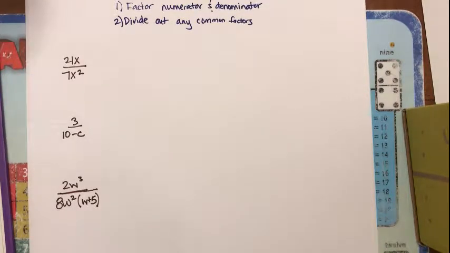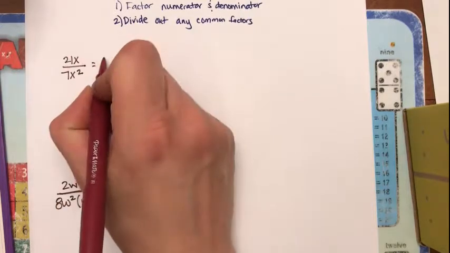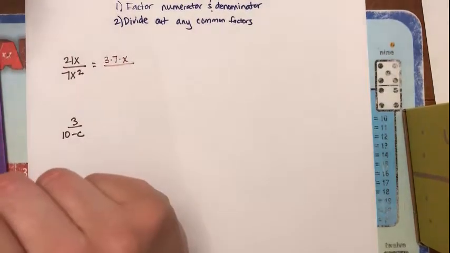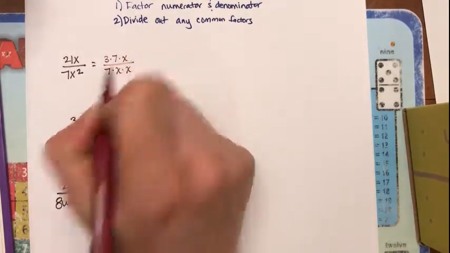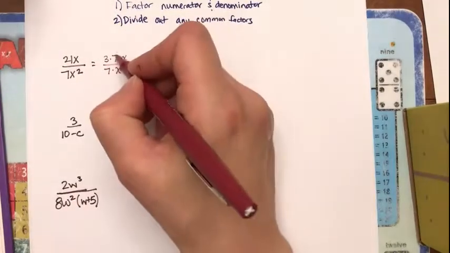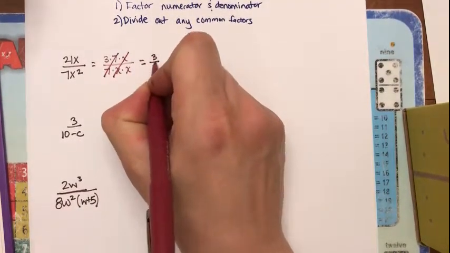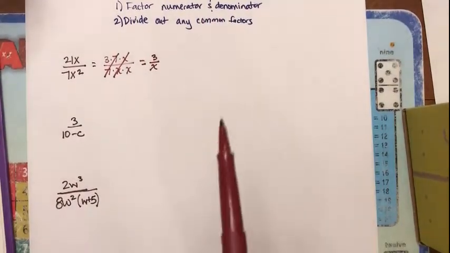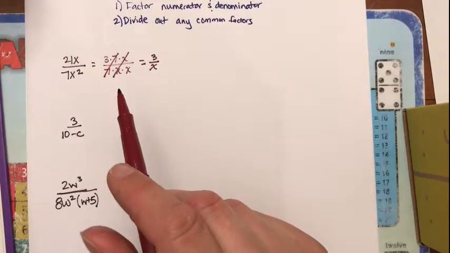So we're going to start off by factoring the numerator and the denominator. So for this first one, 21 is 3 times 7, and that'll be times x. 7x squared is 7 times x times x. So when I divide out my common factors, I end up with a 3 in the numerator and an x in the denominator.